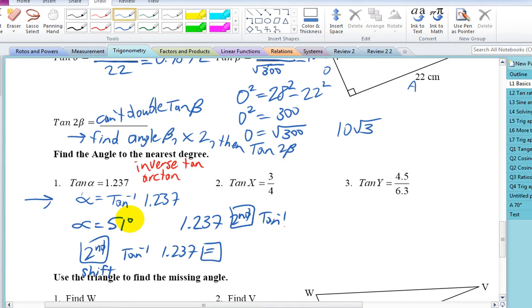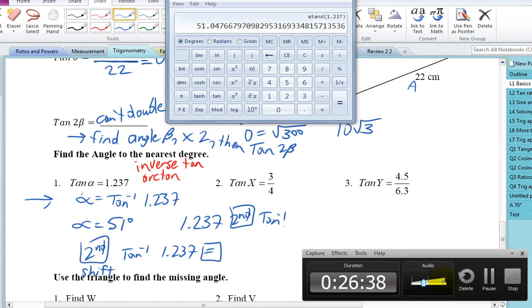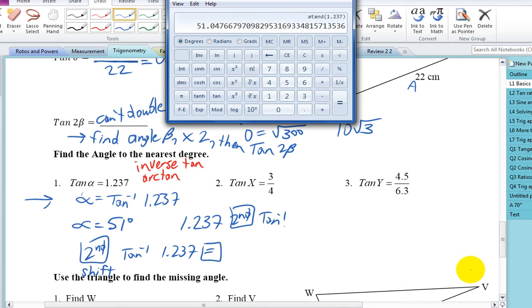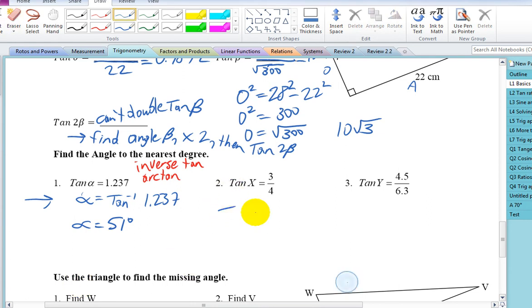Any calculator issues? What's the answer to this one? 51 degrees. Right there. You guys can do that? Okay, next one. What happens to tan when you move it to the other side?